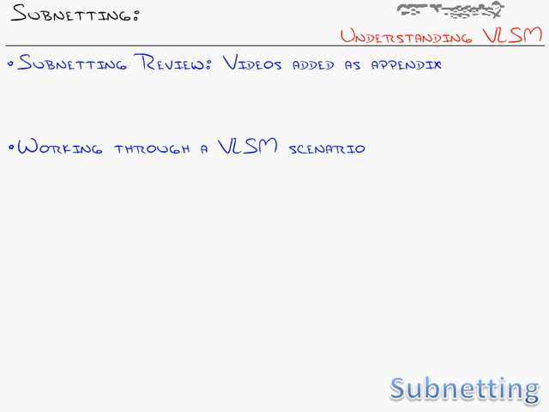So that is variable length subnet masking. Not too bad, right? It's just multiple subnetting problems in one. Yes, it does take a little bit more time to do, but once you get past the idea of doing more than one subnetting problem, it's not too bad.